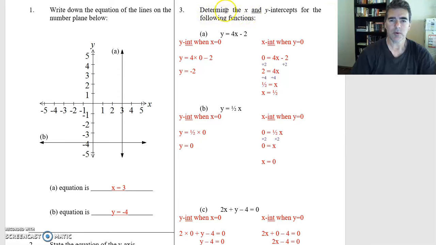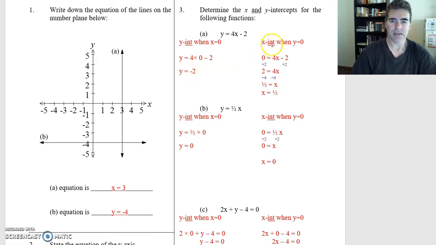In question 3, we want to find the x and y intercepts for all of these functions. So here's a straight line. The gradient's 4, y-intercept negative 2. So our y-intercept is when x is 0. So I substitute in 0 for x. So y equals 4 times 0, and 4 times 0 is nothing. Take away 2. So our y-intercept is negative 2.